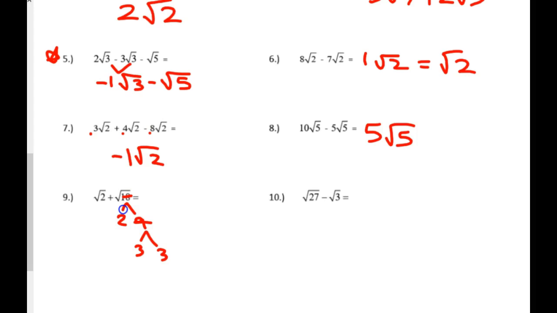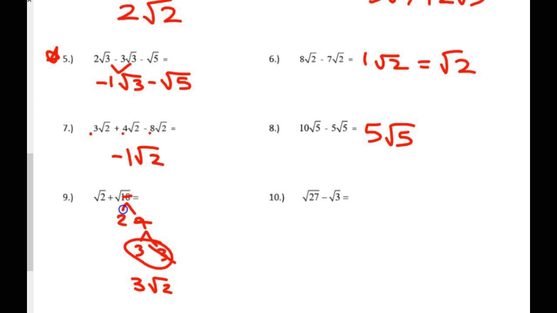Now, do I have any pairs? A pair of 3s, right? I like to cross one out. Here's why. When we write it, pairs go out to the left, loners stay in to the right. So let's rewrite this as 3 square root of 2. So 3 square root of 2 is really square root of 18.